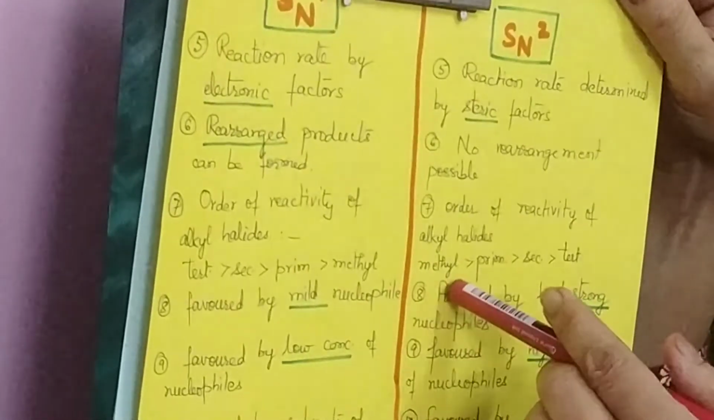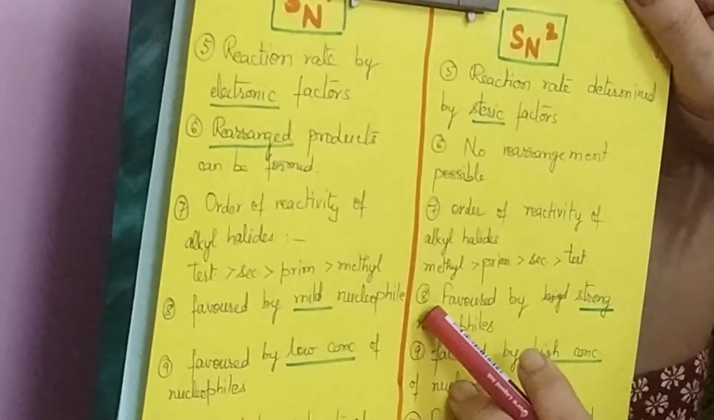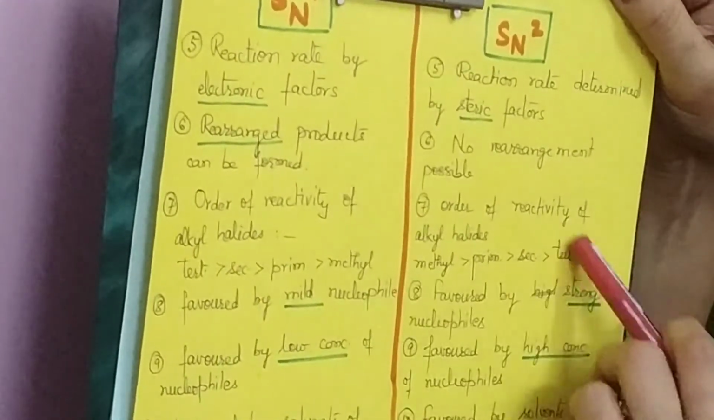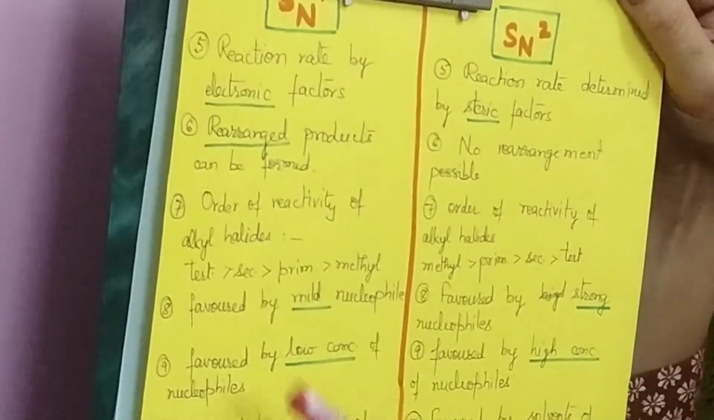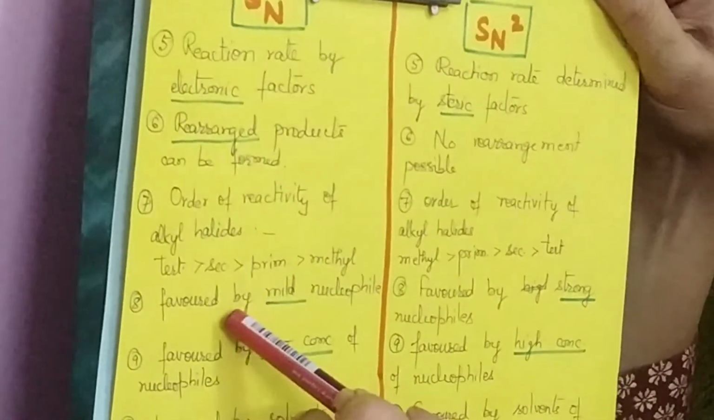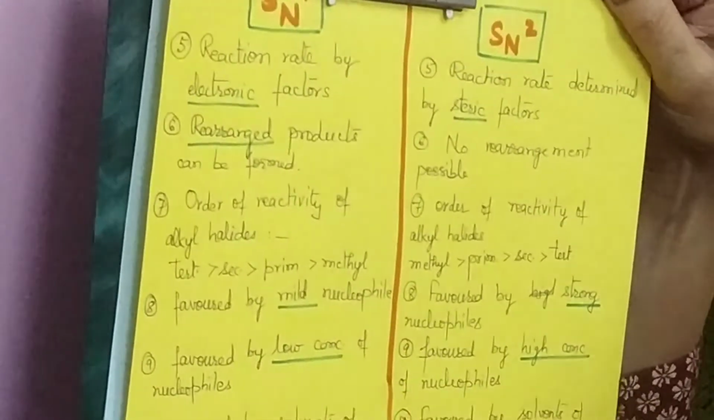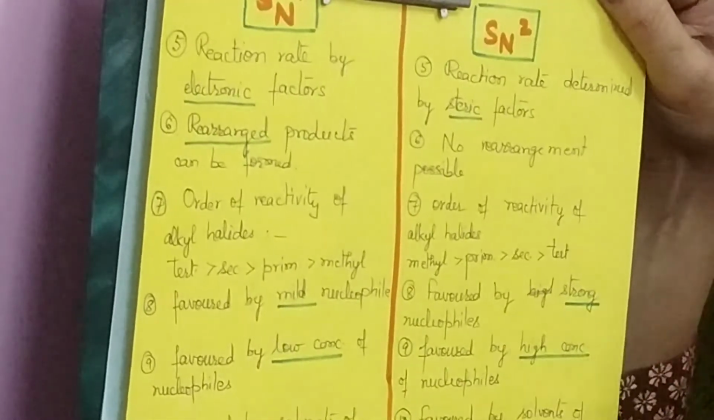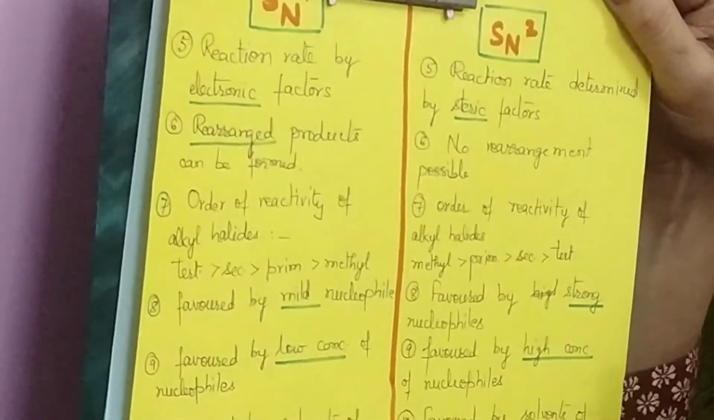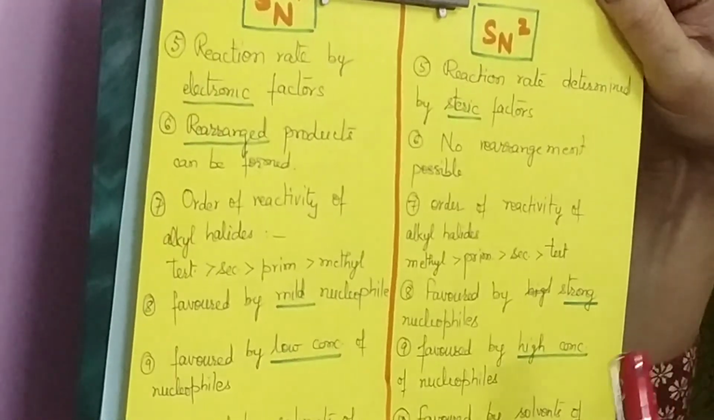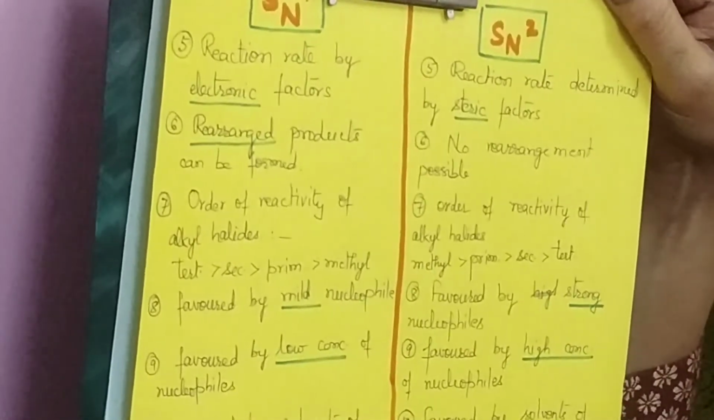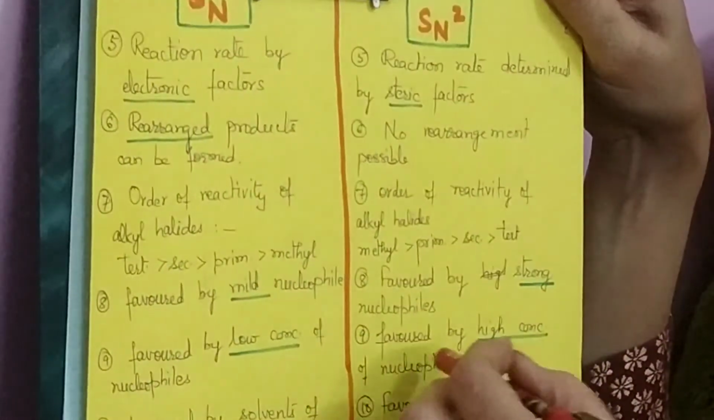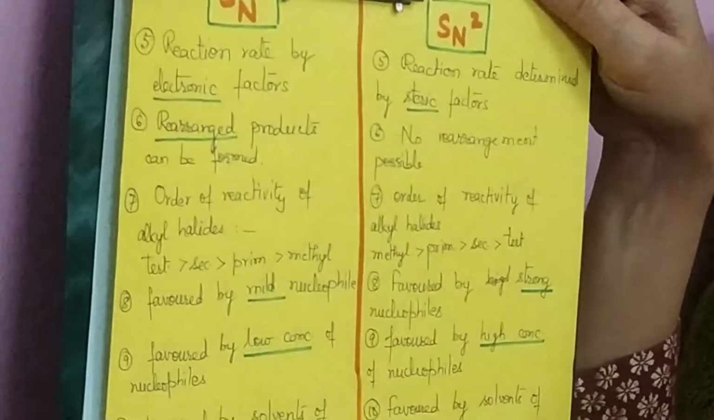And the order of reactivity of alkyl halides in the case of SN2 reaction is methyl, then primary, then secondary, and tertiary last of all, because that is in accordance with the steric factors. Next point is that the SN1 reactions, they'll be favored by mild nucleophiles or weaker nucleophiles, whereas SN2 reactions will be favored by strong nucleophiles, because only strong nucleophiles will be able to attack the alkyl halide. Then SN1 reactions, they are favored by low concentration of nucleophiles, just discussed, and SN2 reactions, they will be favored by high concentration of the nucleophiles.